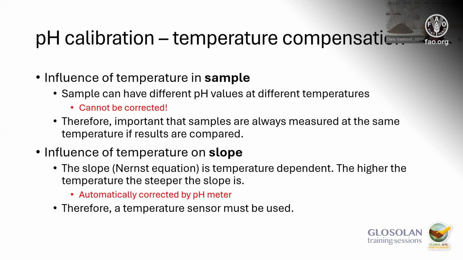If there is a few degrees Celsius difference, it's not important, but it's critical that you do it at a similar temperature. On the other hand, the influence of the temperature on the slope, for that you can correct. And that's automatically corrected by the pH meter, of course, if you have a temperature sensor available and you measure simultaneously with the pH measurement. So that is quite a difference that is important to understand: you can correct for the slope, but you cannot correct for the temperature in the sample.